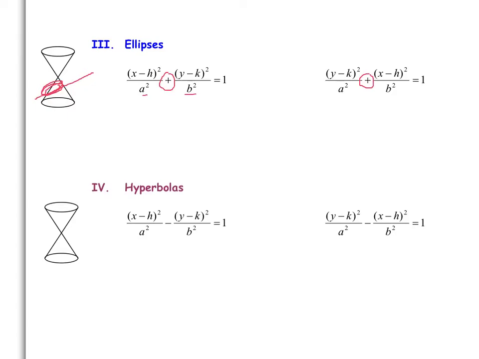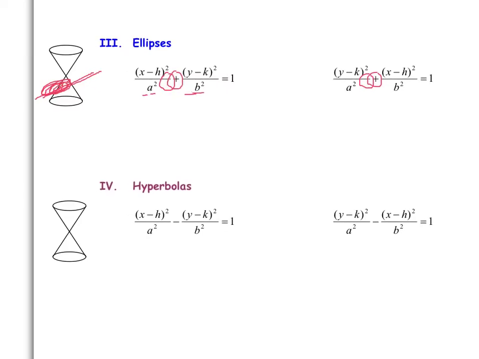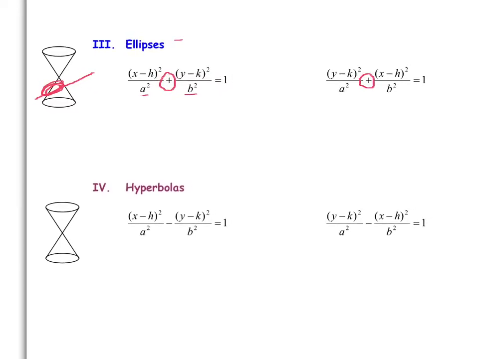Okay, so let's write some of that down. When you have an ellipse, you will have two different lengths in the denominator.